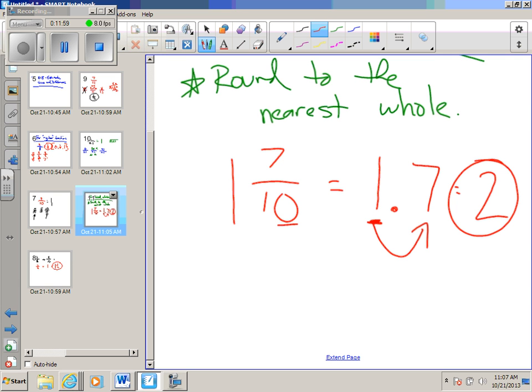So we'll still use half, but we use half now as the determining factor if I'm going to go up or if I'm going to go down or stay the same. Okay? So 1 and 7/10. What's half of 10? 5. Is that 7 bigger than the 5? Then we're good.